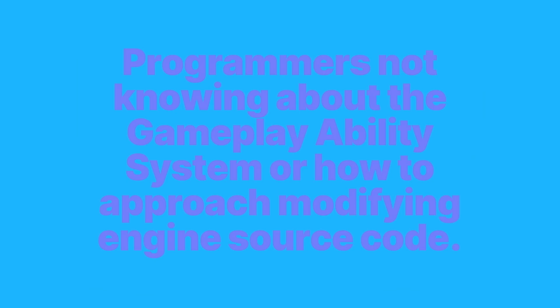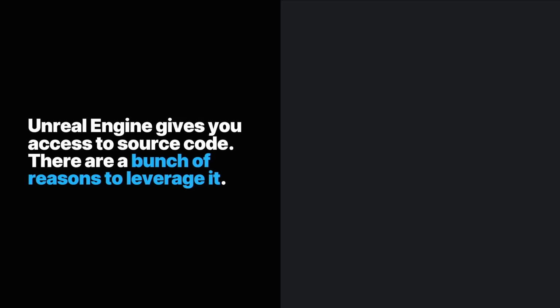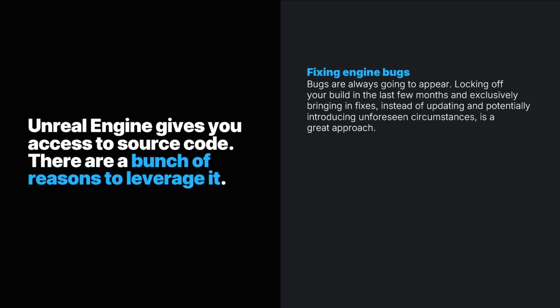Programmers coming in and not knowing about the game playability system or the engine source code is the other really big one that is really worth flagging, because that really does change what a programmer is able to achieve. And I really want to talk about source code, because Unreal gives you access to the source code, as I mentioned before, and there are a bunch of reasons to leverage it. Like fixing engine bugs is a great example.